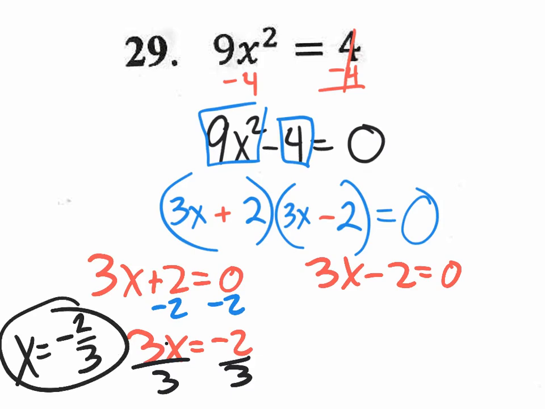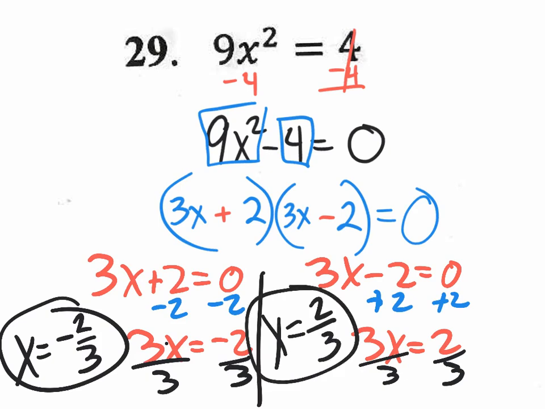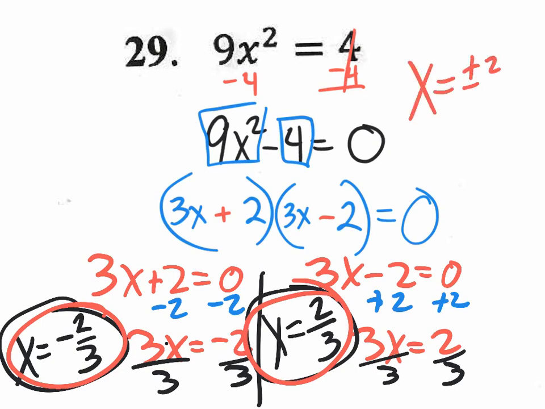And if you do the same to the other, plus 2, 3x equals 2. Divide by 3, x equals positive 2/3. Now, as you can see, we have the positive 2/3 and the negative 2/3. So if we did it the other way, we'd get the same exact answer, x equals plus or minus 2/3.